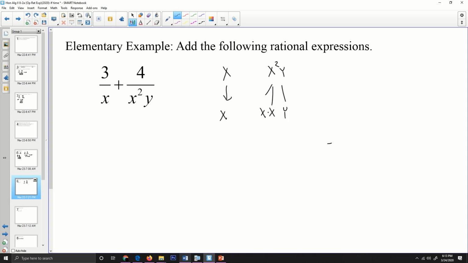So the least common multiple is going to be the greatest number of x's, which is 2, so x times x, and the greatest number of y's, which is y. And so our least common multiple between x and 2x or x squared y is actually going to be x squared y. And you have that sometimes with numbers.